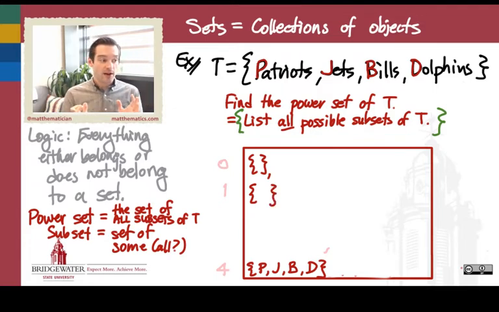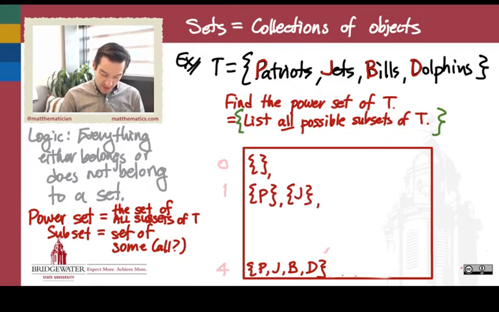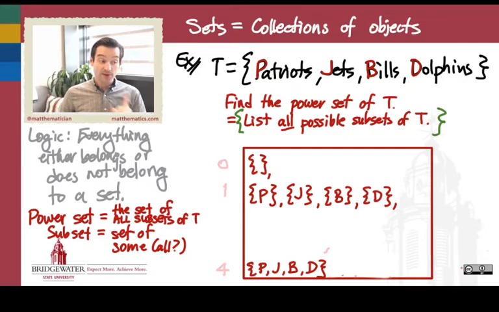Well, it's going to be a set of NFL teams from the AFC East that only has one element in it. So the Patriots by themselves in a set. That would be a subset of T that has only one element in it. Likewise, the Jets by themselves in a set. The Bills by themselves in a set. The Dolphins by themselves in a set. Those are all what we might say one-element subsets of T. And so each of them is one of the elements in the power set, being the set of all subsets, the set of all possibilities. And we can continue this game.